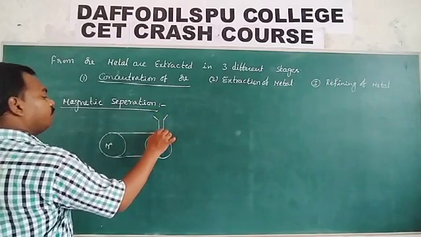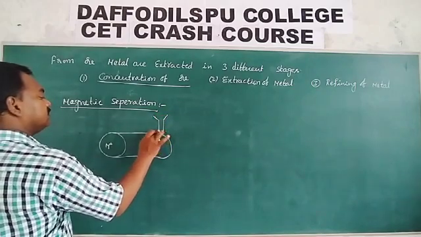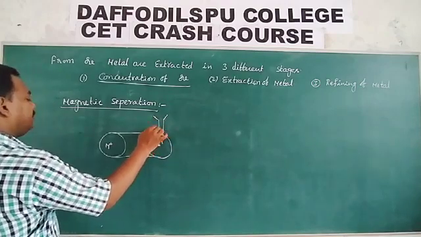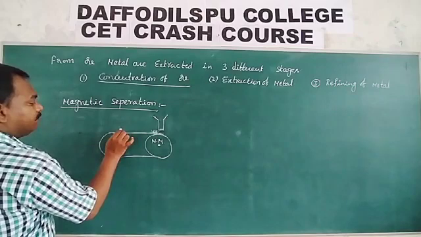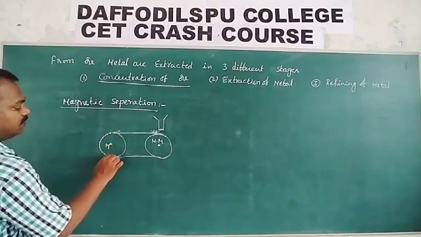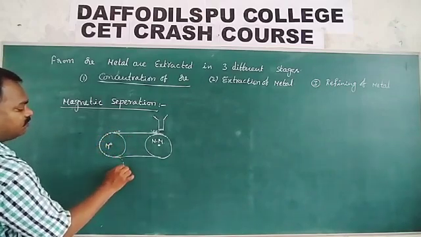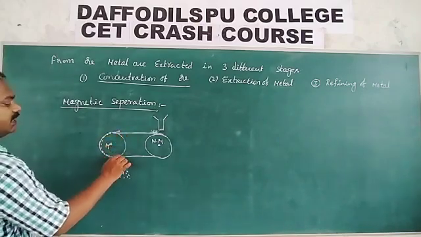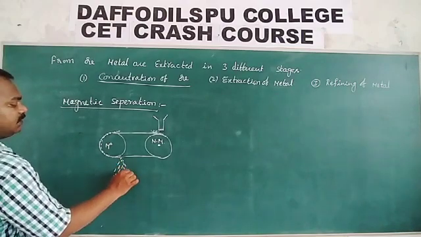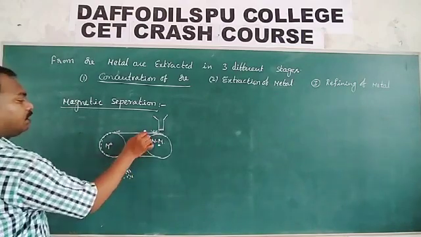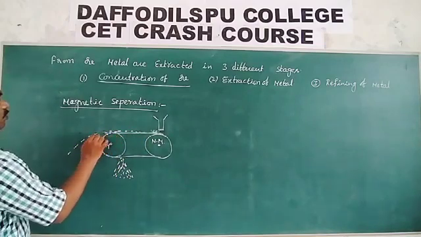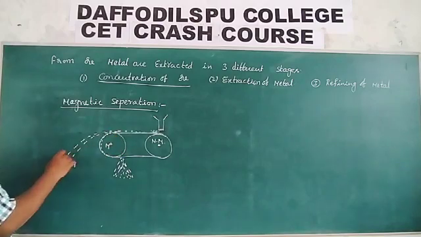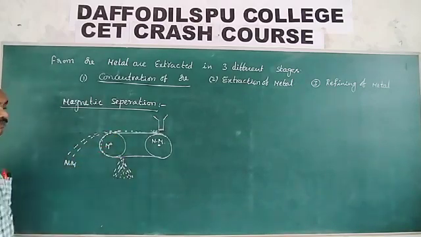When finely powdered ore is placed on this conveyor belt, magnetic particles make a heap near the magnetic drum. Non-magnetic particles are thrown away from this drum.